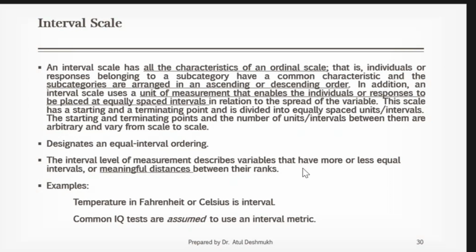Interval level of measurement describes variables that have more or less equal intervals or meaningful distance. So that distance should be meaningful between 98 to 99, 99 to 100, 100 to 101. That meaning is equal, of equal magnitude. Whenever you measure this distance, it is equal. Example, temperature. Just now I gave you the example of temperature, whether it is in Fahrenheit or Celsius. It is interval scale. Again, the common IQ test is one more example of interval scale, which is measured on the interval scale.